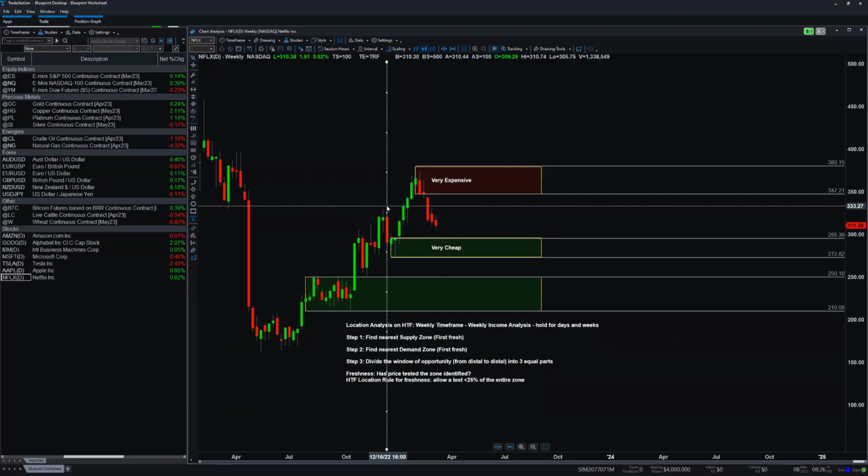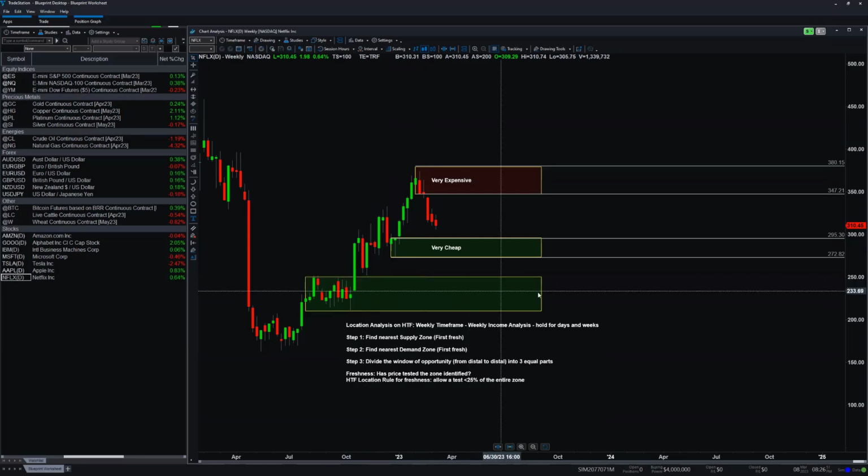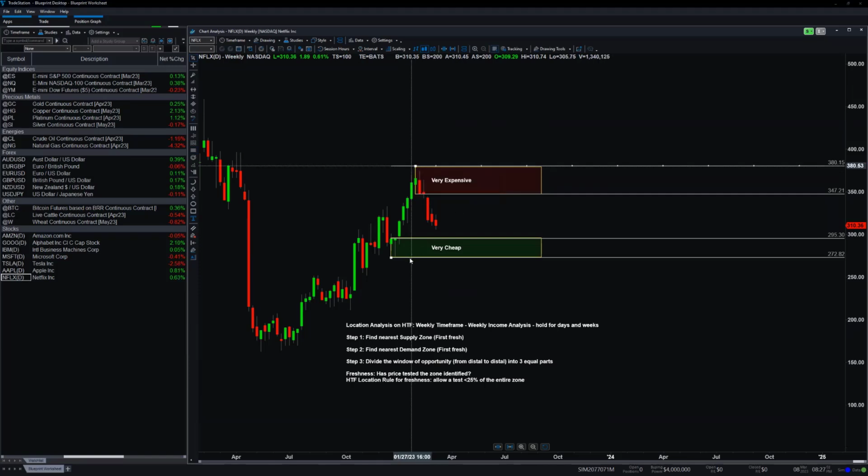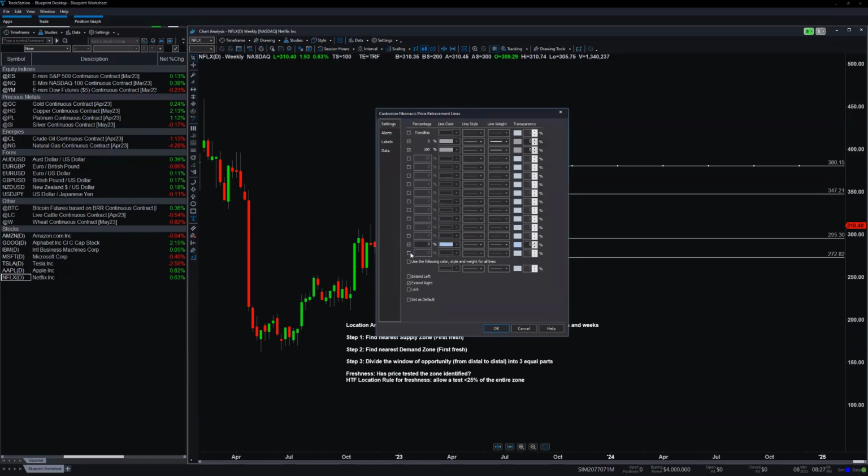So now I had a very cheap before down here. Now I have a very cheap here. Now this is still fresh. So I take the first one. I don't care about this one anymore. I could leave it in, but if I now go to step 3, I go from distal to distal for my nearest supply, my nearest demand. And I'm going to add again the 33 and the 66%, which divides this into 3 equal areas from 0 to 100, distal to distal. I just put the entire range, 33 and 66%, divides this into 3 equal parts.